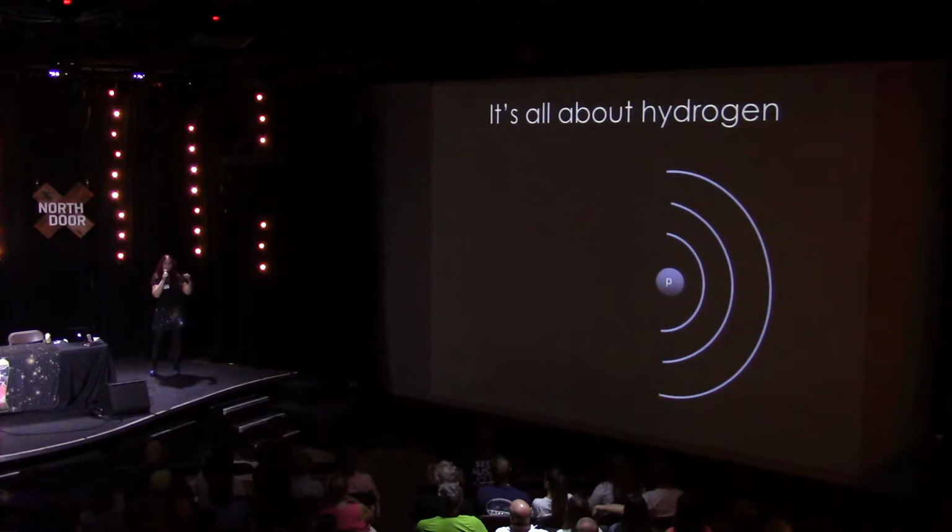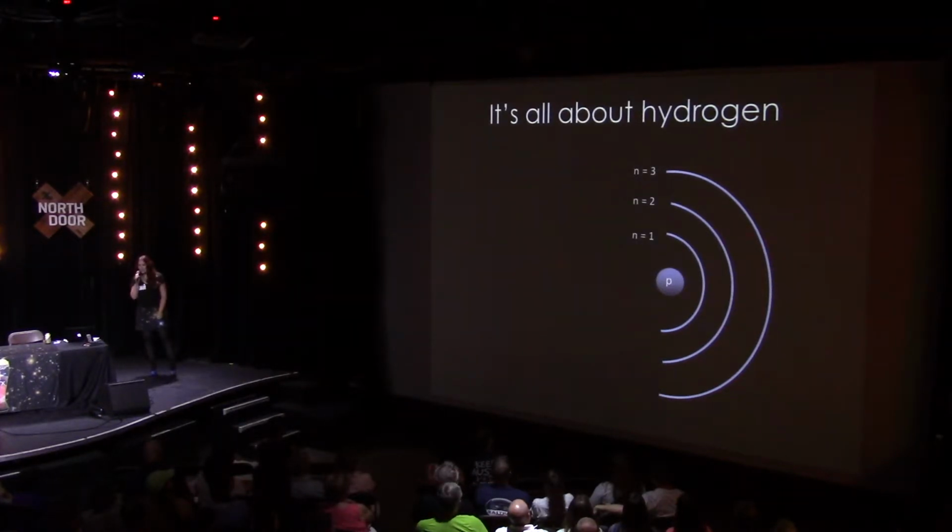It has to exist in one of a few discrete energy shells, and it can jump between these shells, but it can't live in between them. We call these shells n=1 through, I've labeled 3, but theoretically they go to infinity. And the electron is going to jump between these shells depending on how much energy it has.